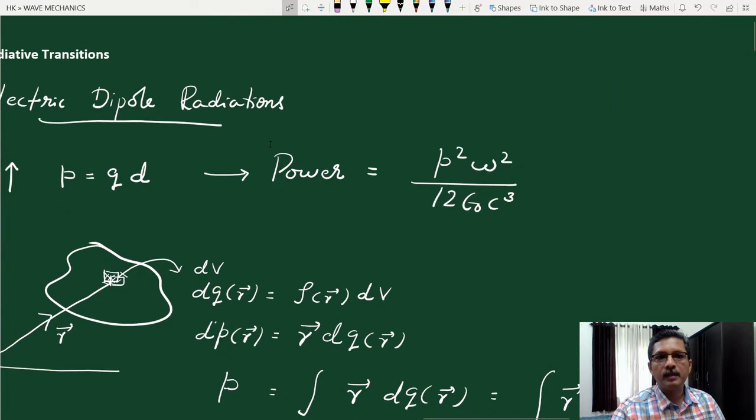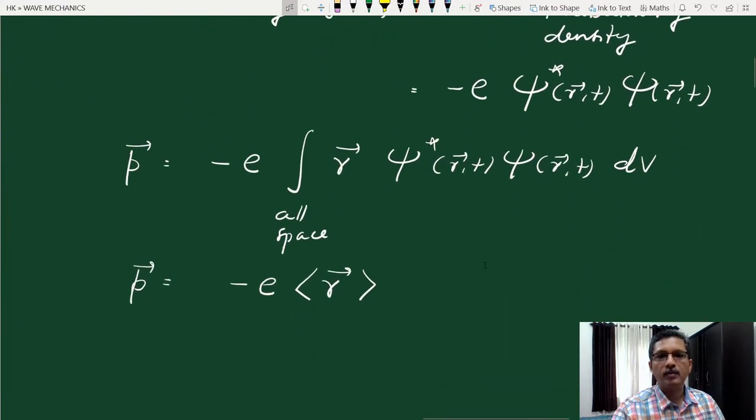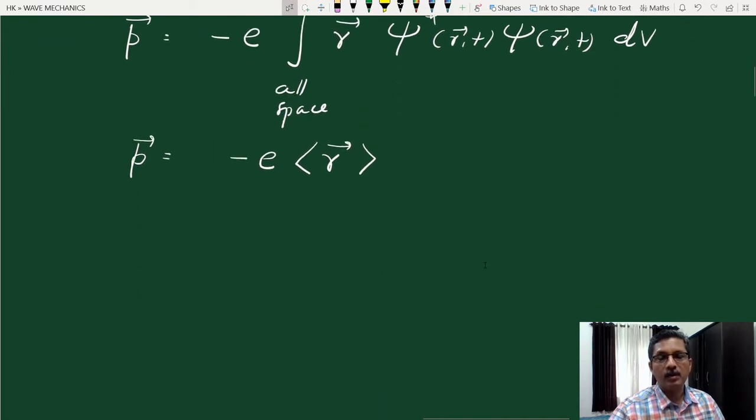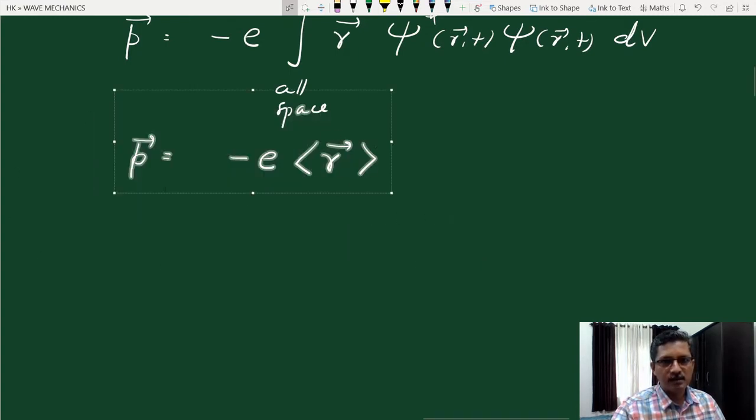For an oscillating dipole, the power radiated is given by this. It is proportional to the amplitude of the dipole moment and the angular frequency. So the idea is that the electric dipole moment of the system should be oscillatory. It should oscillate with respect to time. Since the electric dipole moment of the hydrogen atom is given like this, this quantity should be oscillating with respect to time. In other words, since minus e is a constant, this expectation value of the position vector should be oscillatory with respect to time.